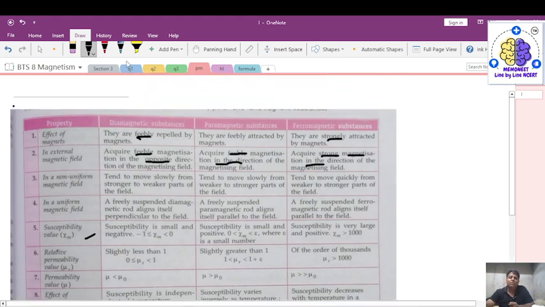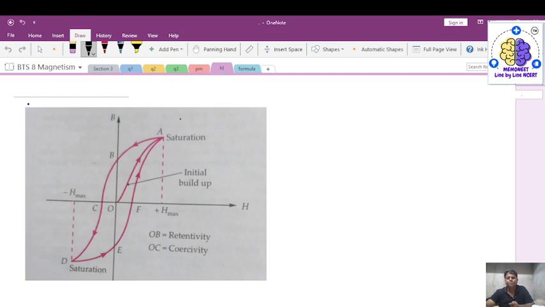The last thing which we have to study from here is the hysteresis loop. Now coming to the hysteresis loop, we'll just try to understand it. Here we have two axes. On the y-axis we have B, and on the x-axis we have H. H is the magnetizing intensity, that is, the intensity of the externally applied magnetic field, right?